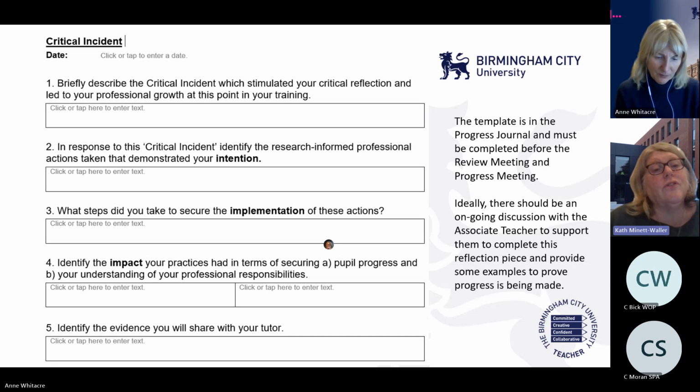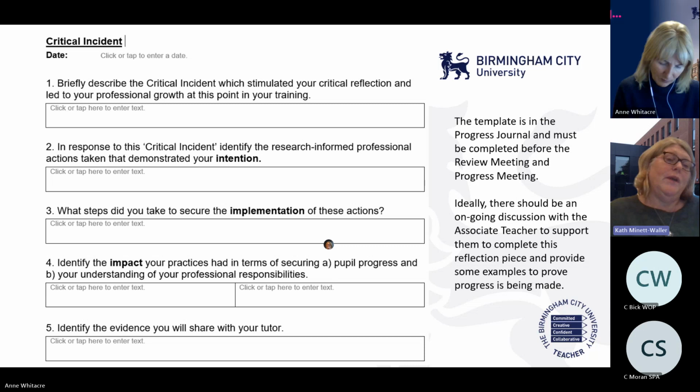So we would get them first of all to describe the critical incident. What has stimulated their thoughts and their ideas and their reflection around a particular aspect of practice, and they would like to look at in a little bit more depth. And then going away, identifying the research informed actions that they could take, and then what steps they're putting into place, how are they going to implement that, and what have they done to put that into practice in the classroom, and then obviously reflecting upon that. So what impact did that have upon the pupils' learning and progress, but also what impact has it had on their own professional practice and responsibilities.